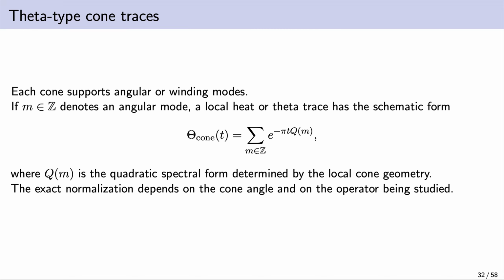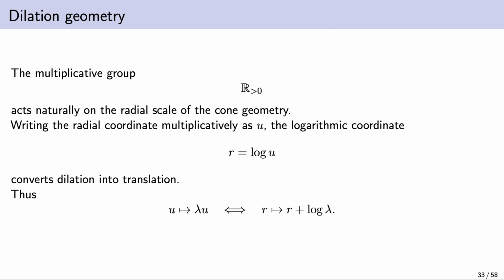Each cone supports these angular or winding modes, and if M in the integers denotes an angular mode, we can begin to build a heat or theta trace, which looks like so. And this would be our cone local theta. Q is a quadratic spectral form, and it's determined by the local cone geometry, by the way. The exact normalization obviously depends on the cone angle and on the operator being studied.